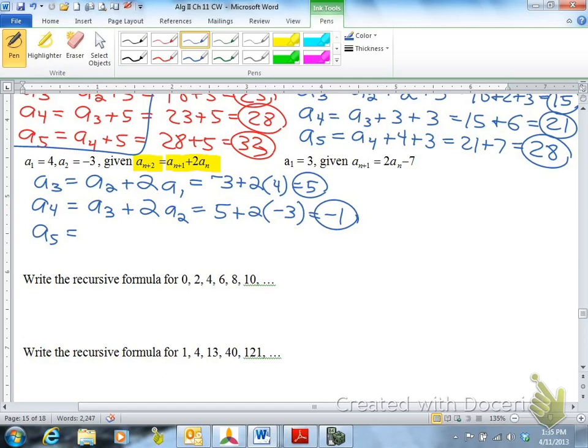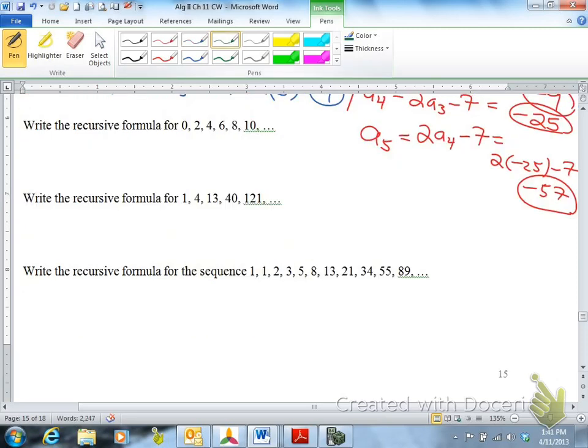Good. Good. So you get 9. Now I want you to see if you could do the first one and the second one, and maybe the rest of them on the next one. Okay, the next part, we're going to write our own recursive formula based on a pattern of numbers. So here's the pattern 0, 2, 4, 6, 8, 10. Our first term, we'll start with a sub 1 rather than a sub 0. A sub 1 equals 0.